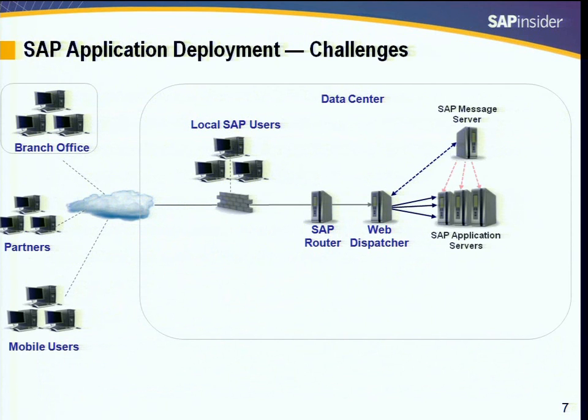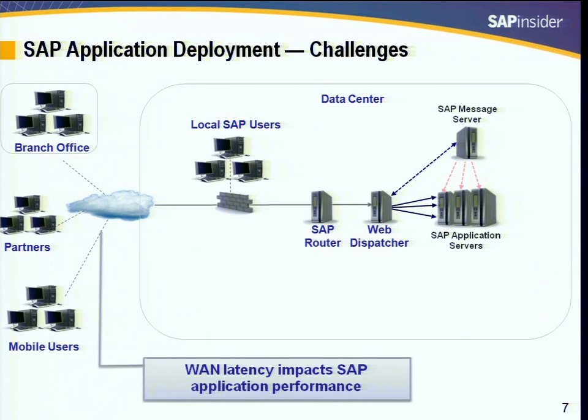So let's look at a typical deployment, right? So this is a typical deployment. You have application servers in the data center or in the cloud, or virtualized blades, for example. You have messaging services. You have some dispatch services, some routing services, and then you have local users inside the firewall, and then you have branch users, you have partners accessing these systems. Typical, right? So what are the key? So WAN issues impacting delivery to branches and to remote users.